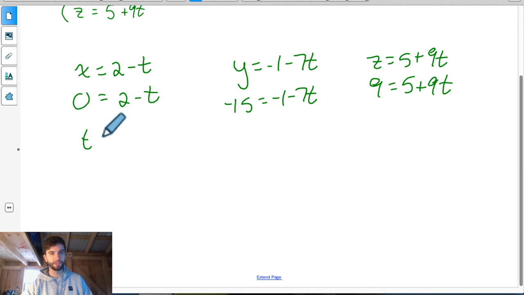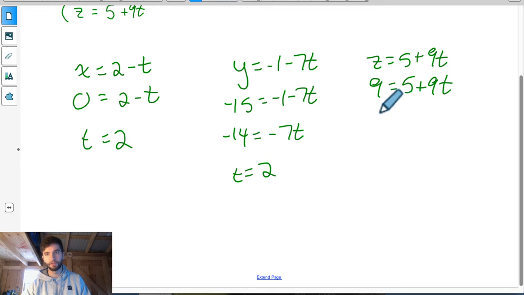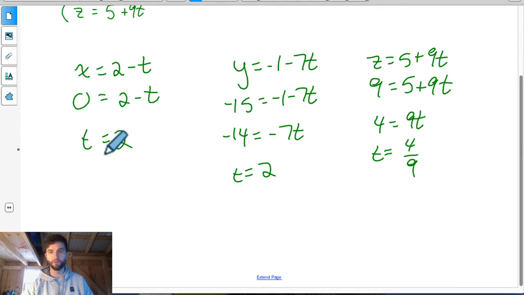So for this first one, we get t equals 2. For this next one, we'll add the 1 over. So I have negative 14 equals negative 7t, and I get t equals 2 again. But for this one, I would get 4 equals 9t, so t would equal 4 over 9. So notice the three t values are not the same. That means the point is not on the line because there's not a single t value that could get us to those x, y, and z coordinates.